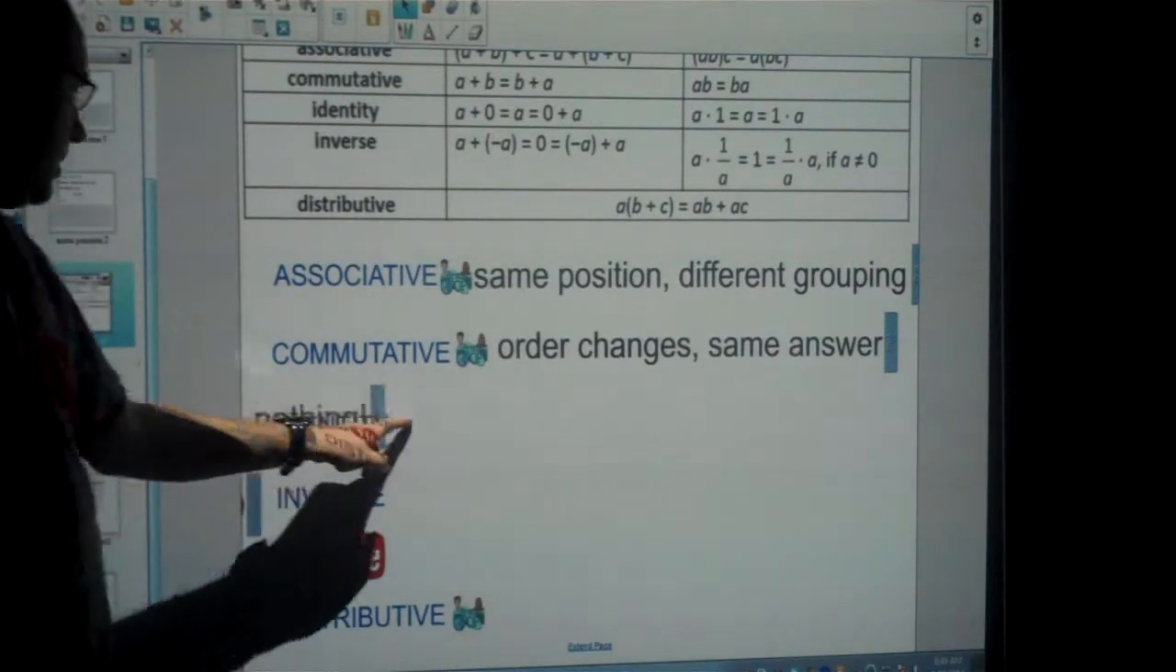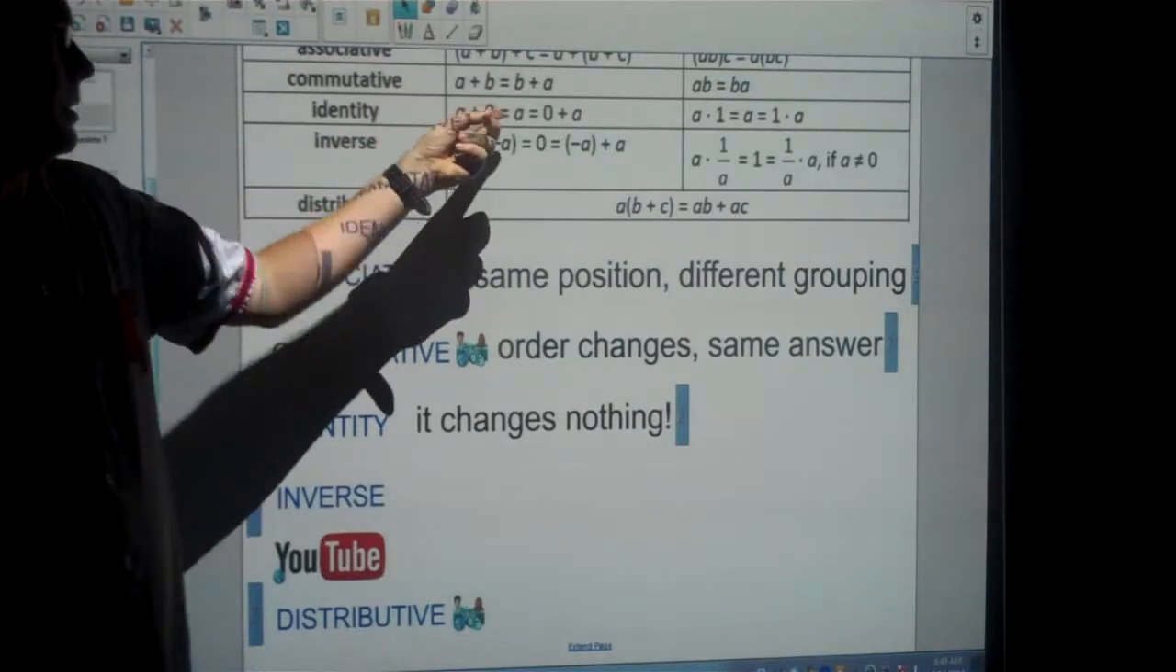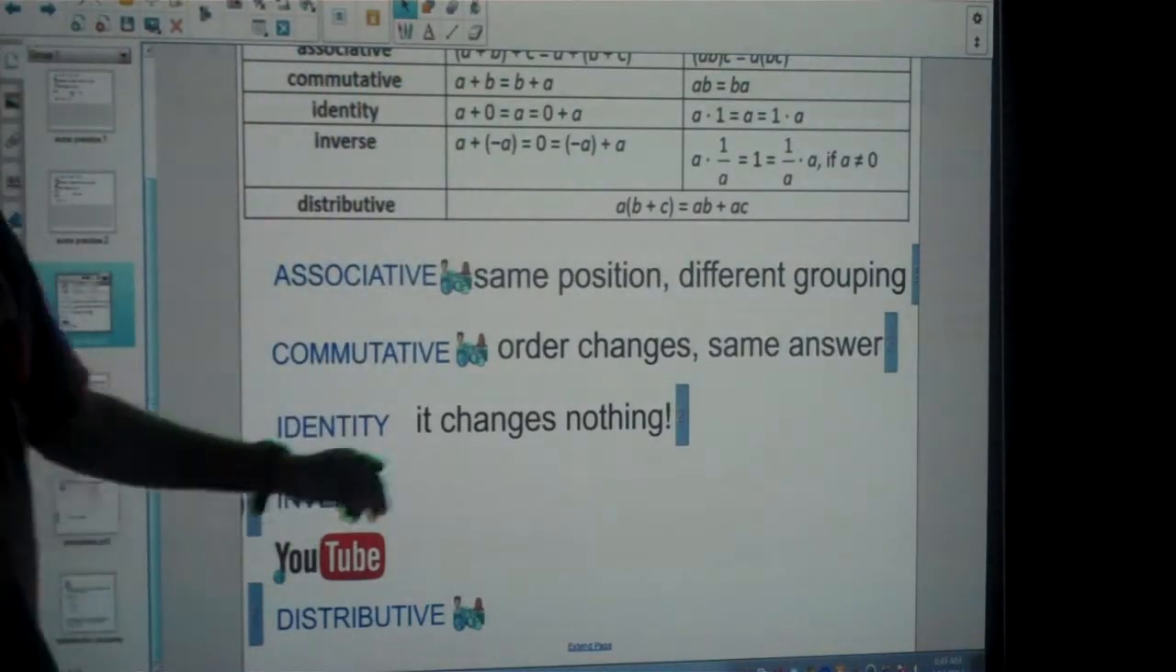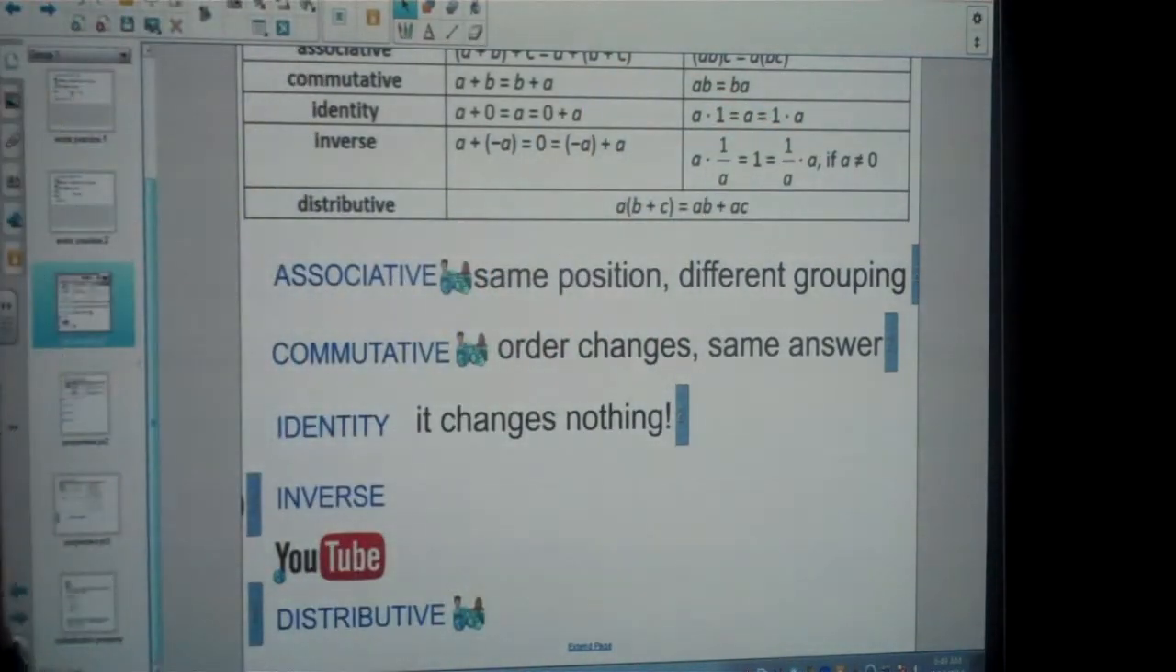Next one is identity. The identity says a plus 0 is just a. So in other words, adding 0 doesn't do anything. Or if you times something by 1, you get the number that you started with, which is a. So for me, identity, it changes nothing. It doesn't do anything.